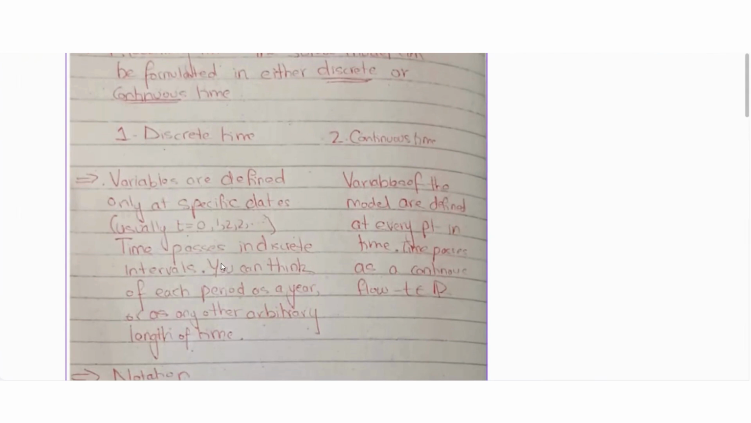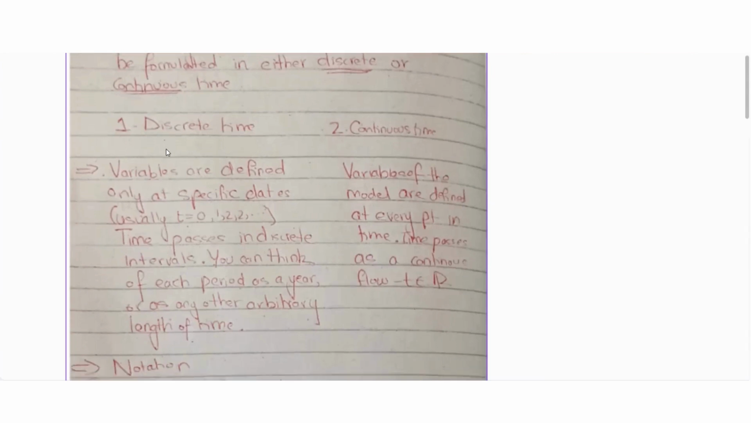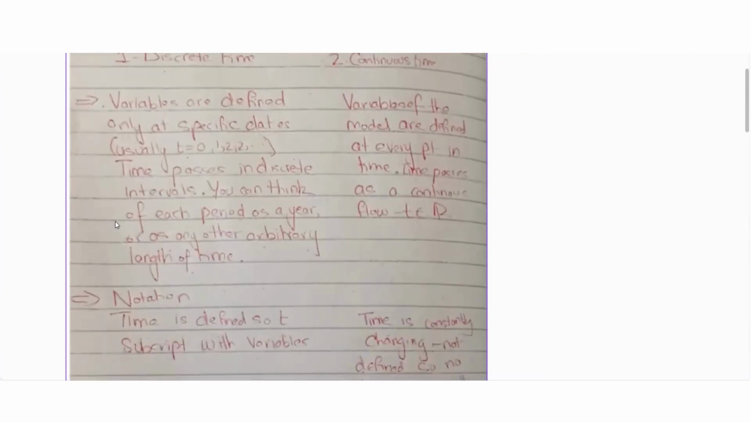So time here passes in discrete intervals, and you can think of each period as a year or as any other arbitrary length of time. While in continuous time, the variables of the model are defined at every point in time. In discrete time, you're only defining them at specific dates. But in continuous time, the variables are defined at every point in time. So here time passes as a continuous flow, so t belongs to R, the real numbers.